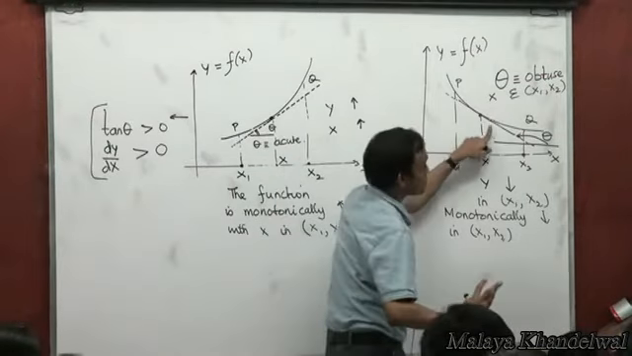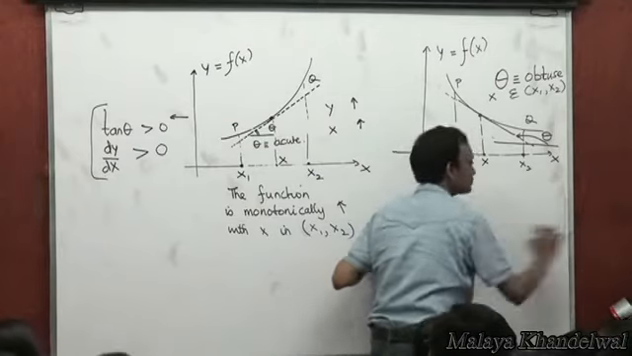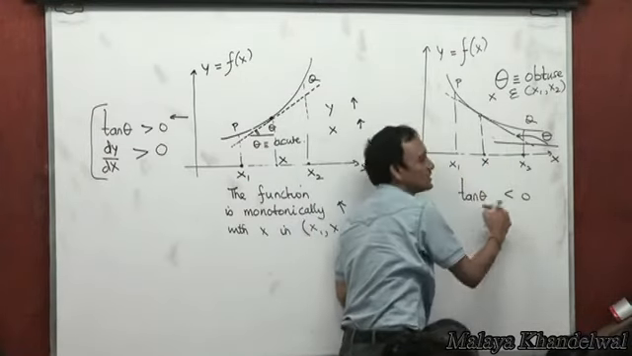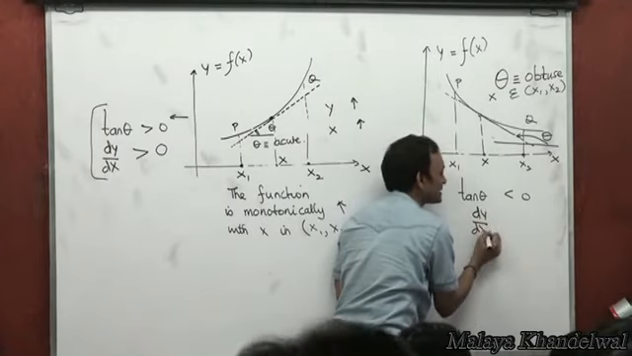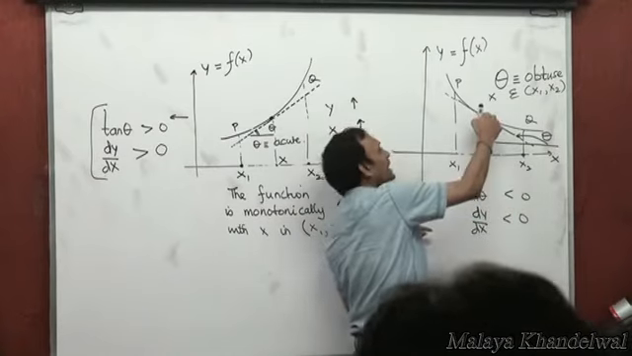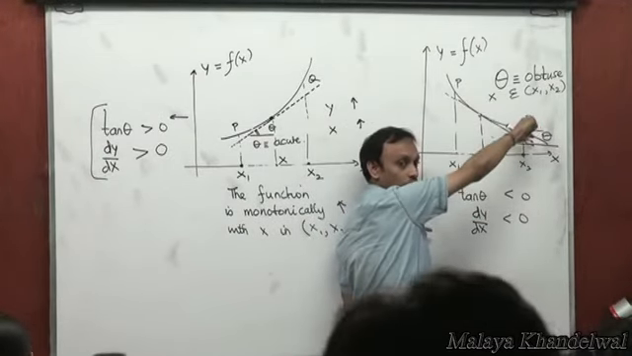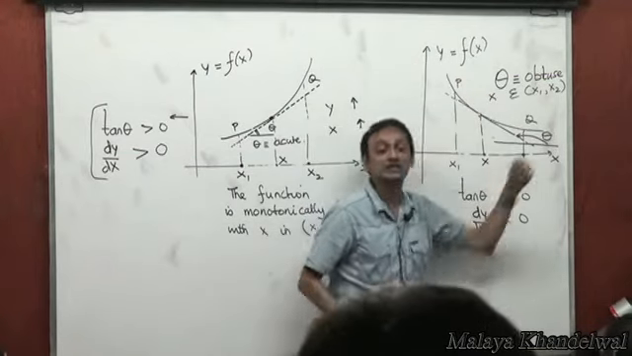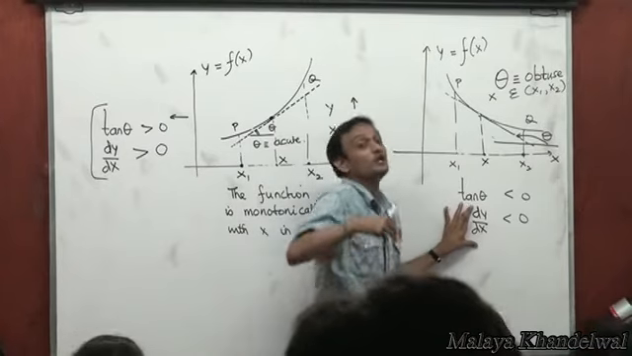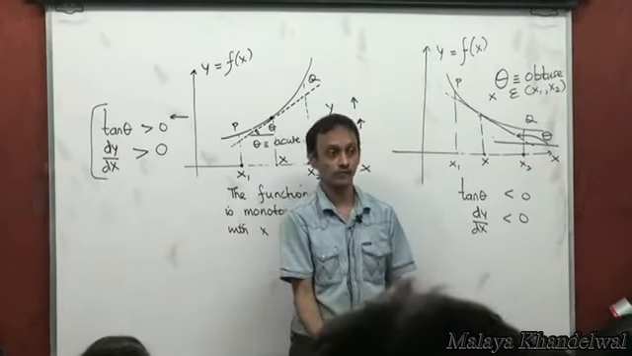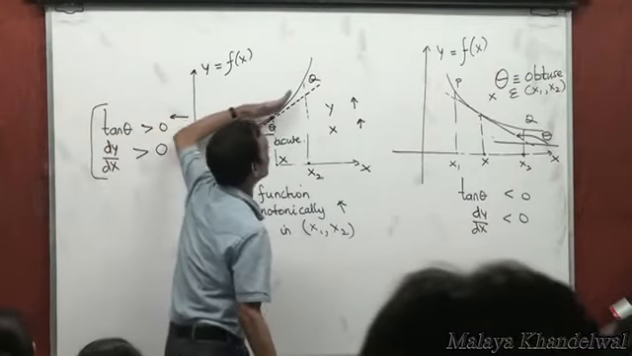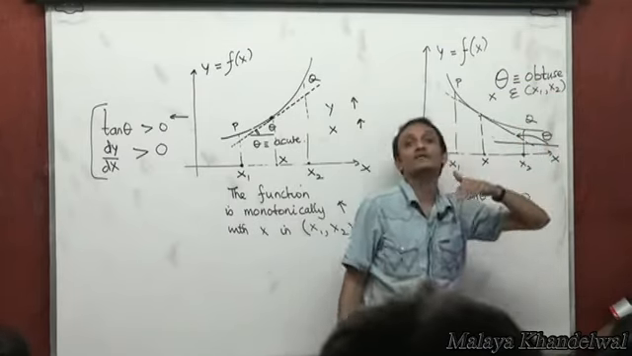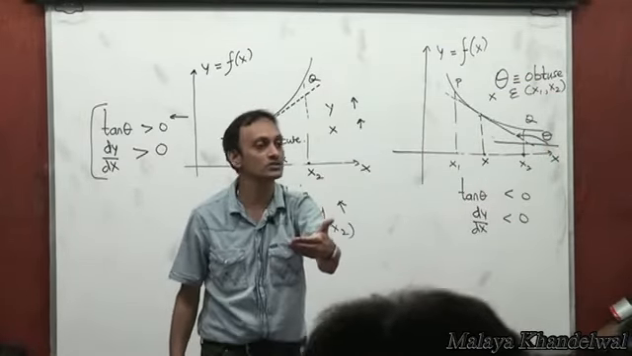Right? In contrast, examine this in which the function is monotonically decreasing. Theta is obtuse and therefore tan theta would be less than 0. For any x belonging to x1 to x2, tan theta would be less than 0. But what is tan theta? dy dx at x will be less than 0, and this is true for any x belonging to x1 to x2. Right? That means, for a function which is monotonically decreasing in an interval, the dy dx at any point of that interval will be negative. So, if a function is monotonically increasing, then dy dx would be positive for all points in that interval. If a function is monotonically decreasing in an interval, then dy dx would be negative for all points of that interval. Does it sound all right?